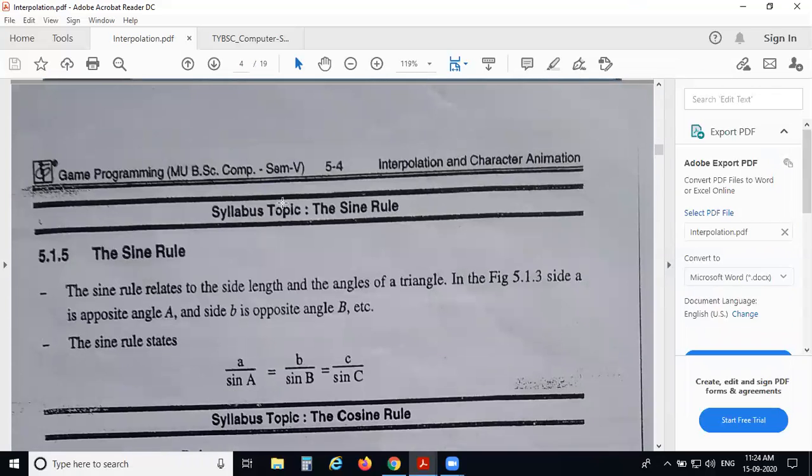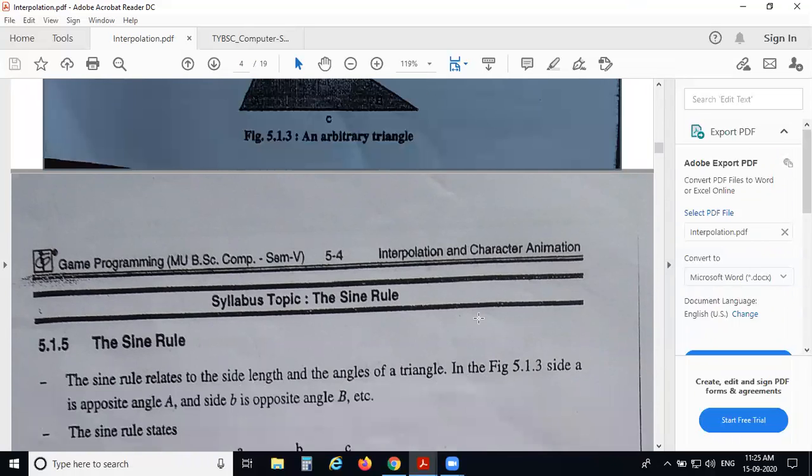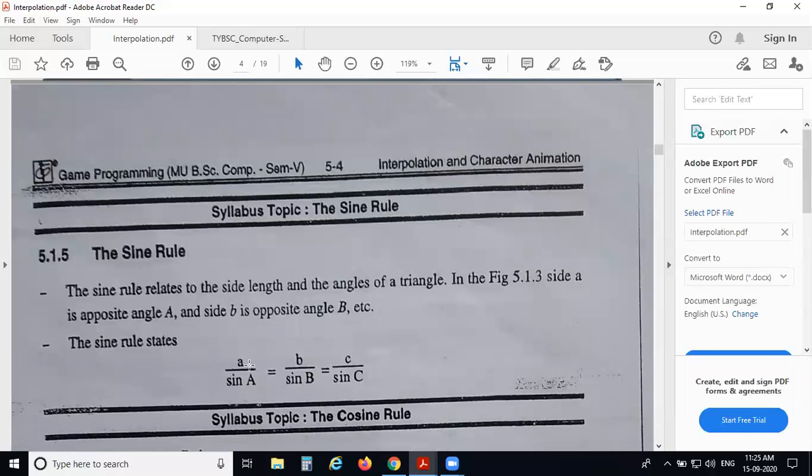Then the next point is sine rule. The sine rule relates the side lengths and the angles of a triangle. In the figure, side A is opposite angle A and side B is opposite angle B. Then the sine rule states that A divided by sine A is equal to B divided by sine B, which is equal to C divided by sine C.